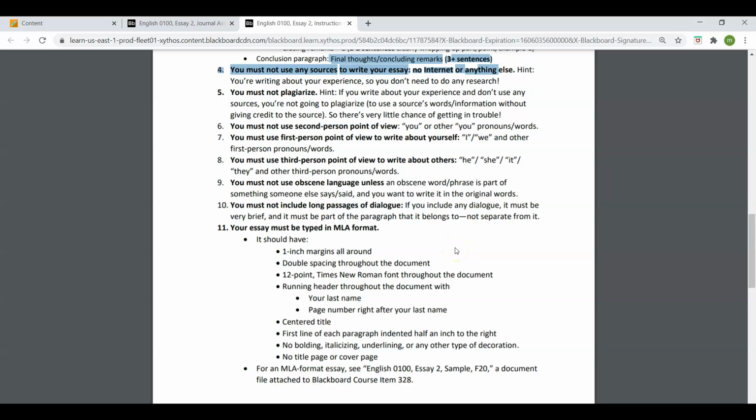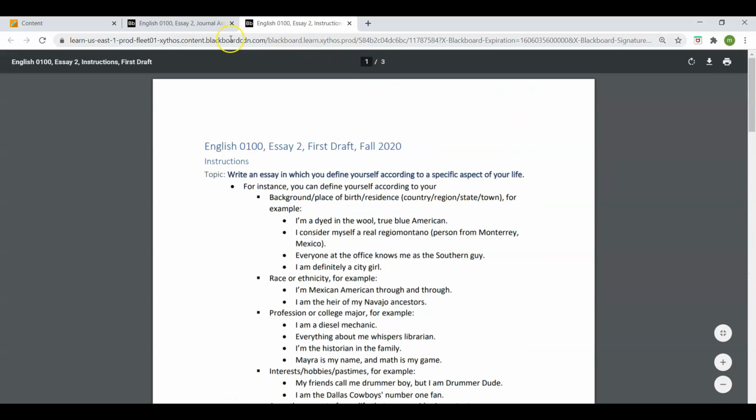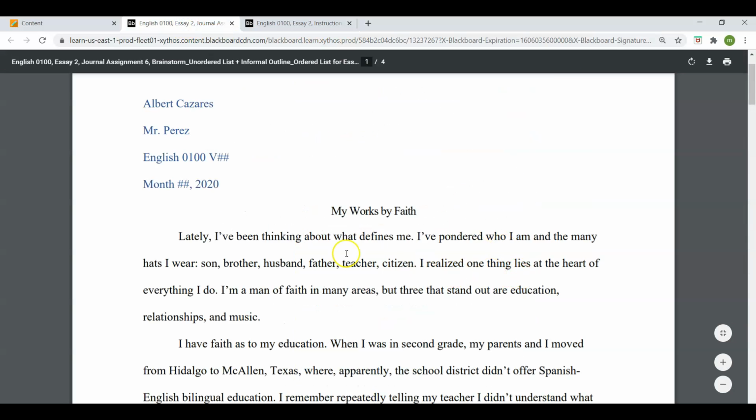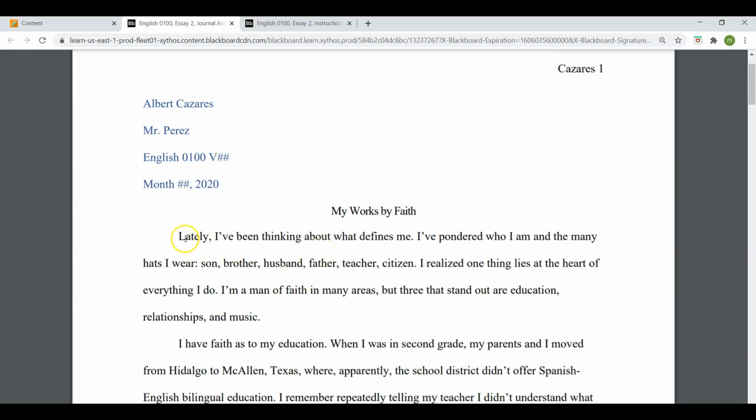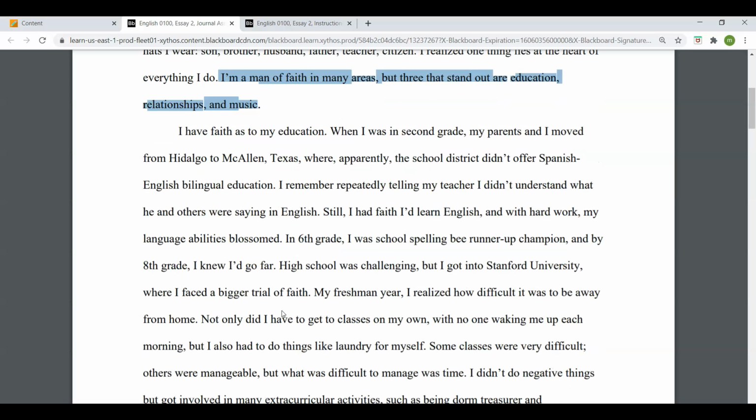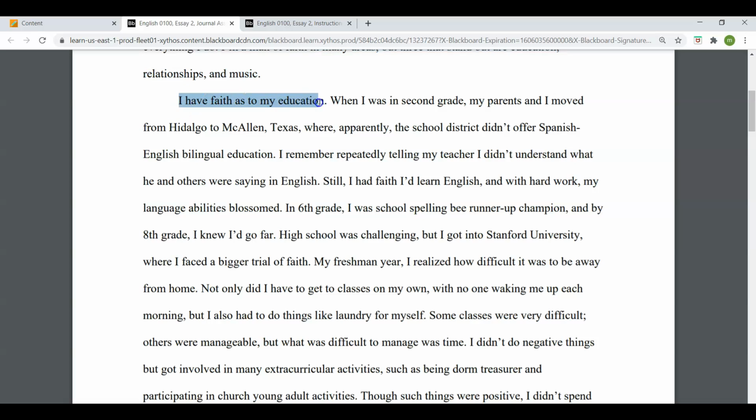Okay, let's go to the sample. Very simple and yet complete. It said 3 or more, right? So I'll start with that. Here are my 3 lead-in sentences. And here's my thesis statement. Done. In the body paragraphs, here's my 1 really short, very brief, very simple, very easy to understand topic sentence.